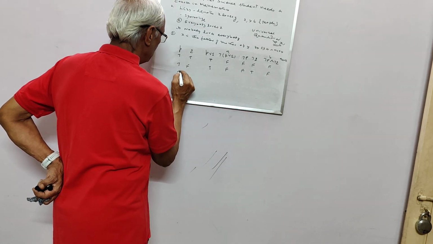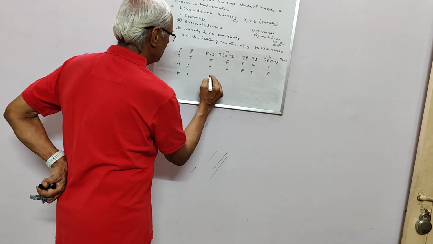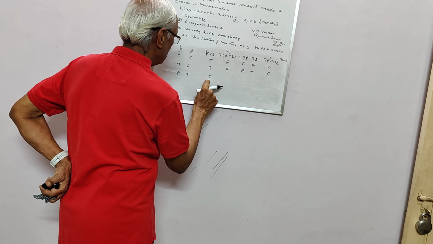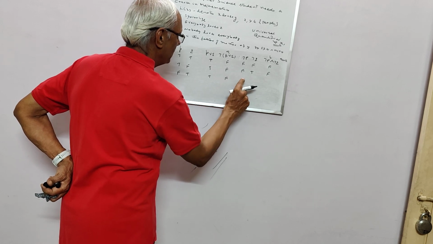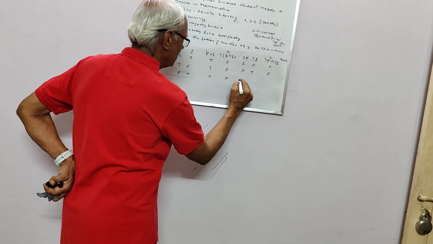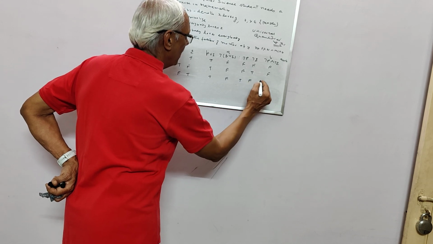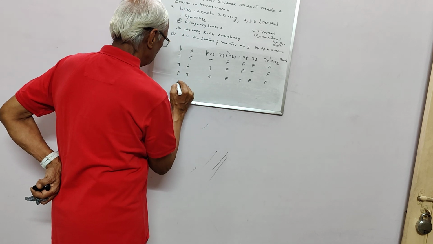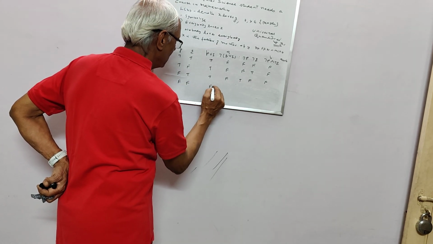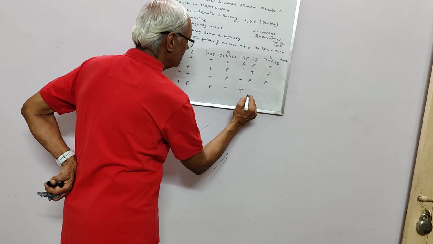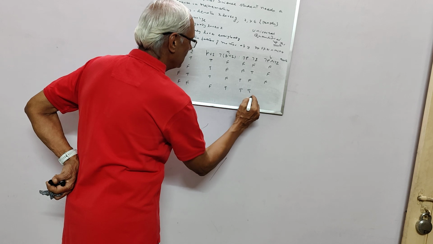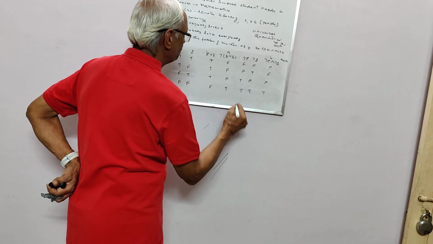Come to this: it is F, T, and this is F, so this is T. The negation of P is T, and this is F, and the negation of these two conjunction is F. And come to this, F, and this is F, and this is T, and this is T, and this is T, and this is also T.